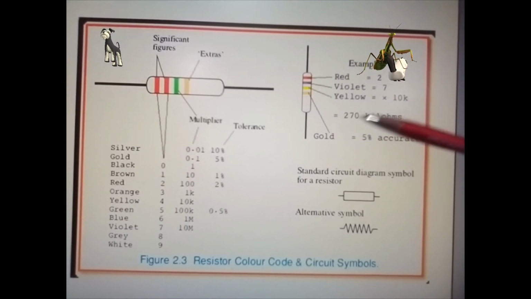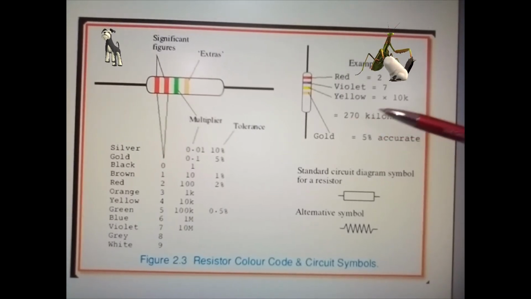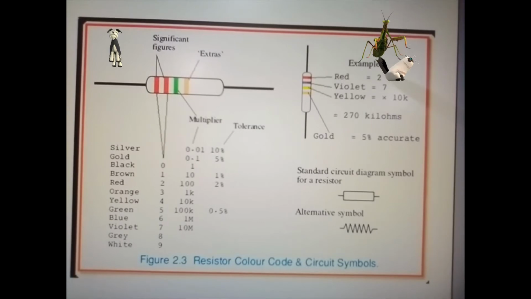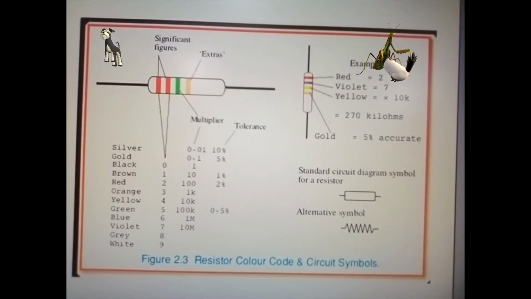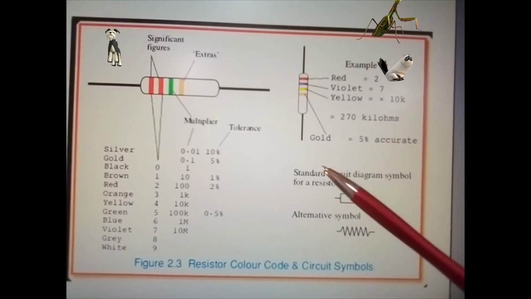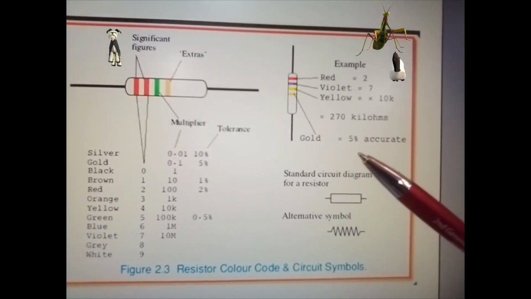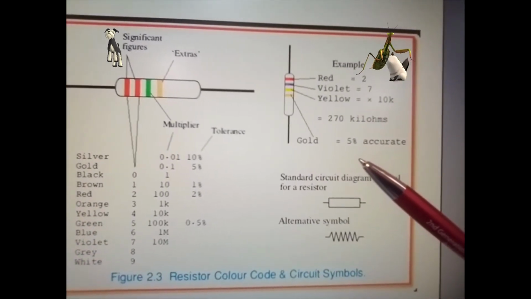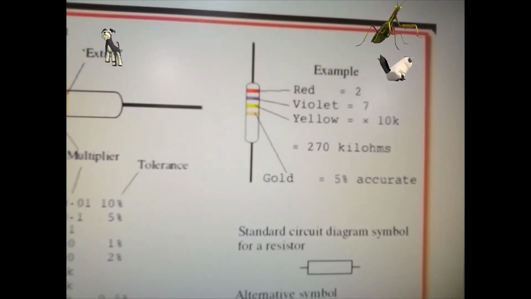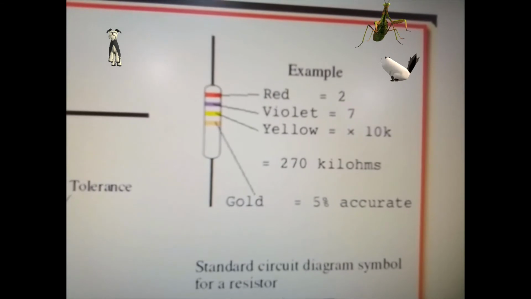So let me repeat that. That is equal to 270 kilo ohms, which is equal to 270,000 ohms. Okay? Now again, write these out for yourselves. Try calculating the values for yourselves as well. Let me just go in a little bit more, make sure we can get this covered for you. Okay?